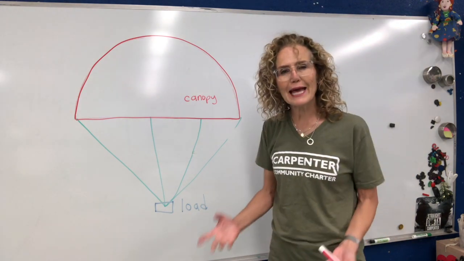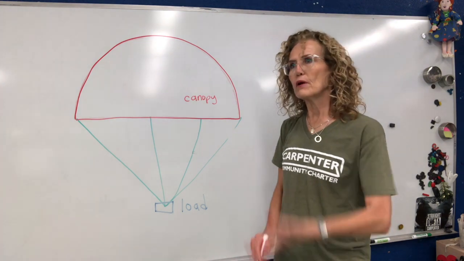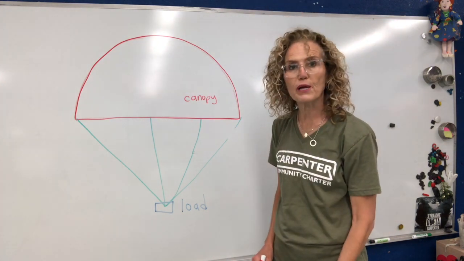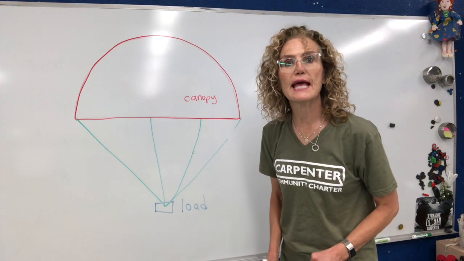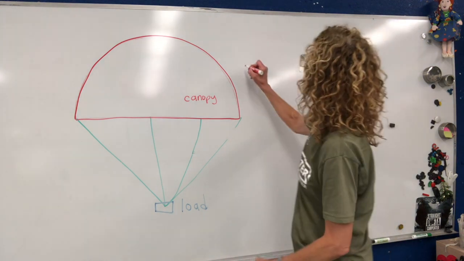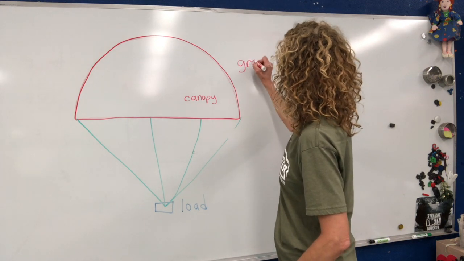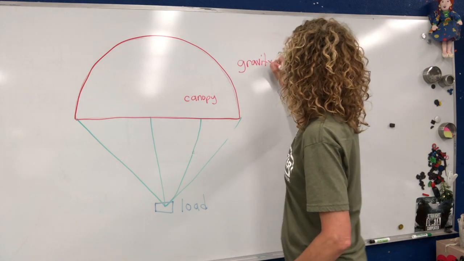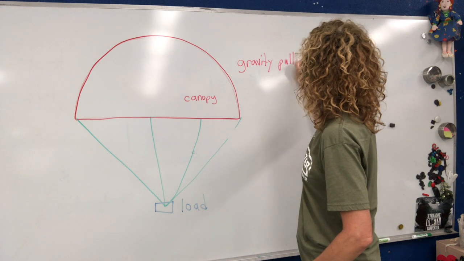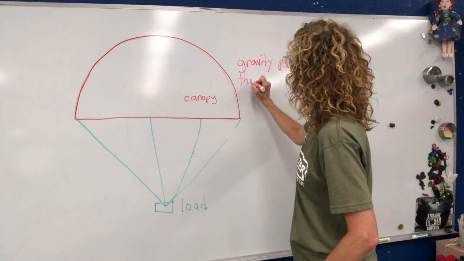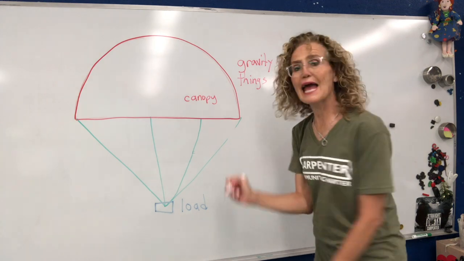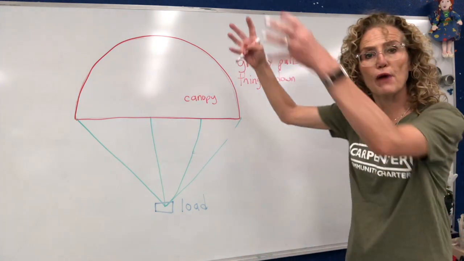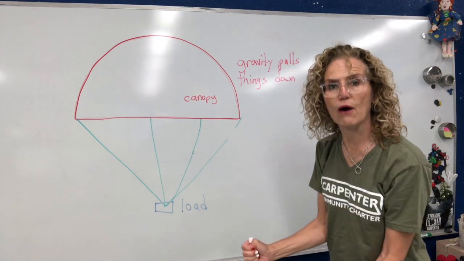So how does a canopy work? Well, remember, things fall to the earth because of gravity, right? Gravity is a pulling force. Gravity pulls things down to the surface of the earth. So gravity is pulling down.